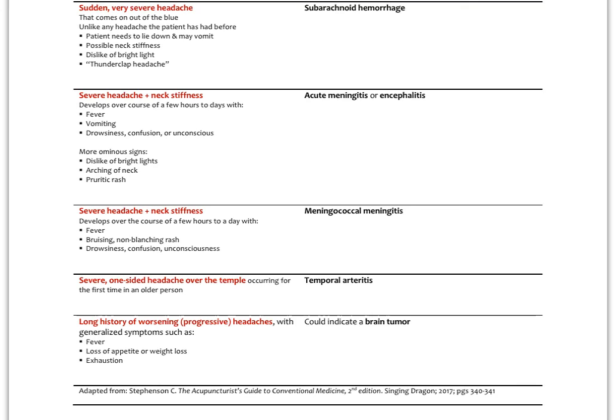And then a severe one-sided headache over the temporal, think temporal arteritis, especially if it's the first time this headache has occurred in the patient, especially in a male patient over 50. And then long-standing history of worsening progressive headaches with kind of those generalized symptoms we've already discussed about loss of function that might suggest a brain tumor. So keep those in mind. Again, these would all be potential need for urgent referral. So that covers it for headaches and the most classic types of benign but also non-benign headaches you need to be aware of clinically.